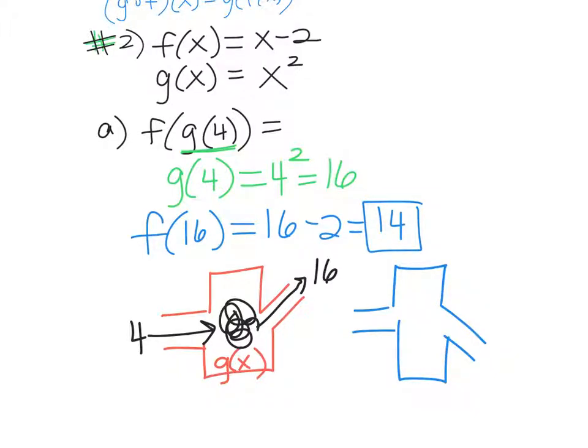The function G of X is a squaring function. It squares whatever you plug into it. But then 16 is not done. 16 is going to go into the function F of X, which tells you to take any number and subtract 2 from it, and you get 14 at the end. You like the pictures? It's good, huh? So a number goes into one function, comes out as something, that number then goes into the other function, and then you get one answer at the very end. Your whole thing is this entire thing. Not part of it, but the entire thing. Isn't that fun? Let's do some more.